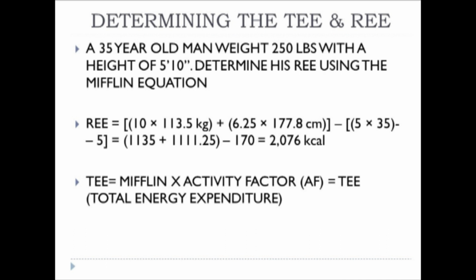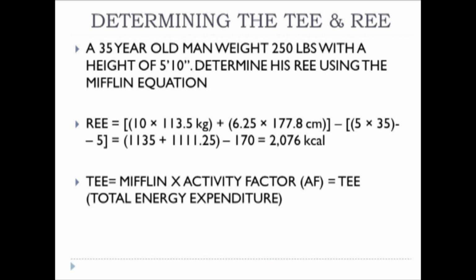The next thing is 5'10", so that's 70 inches. 70 inches times 2.54 to get the centimeters, so 70 times 2.54, and you get 177.8. That 177.8, you know by memory, gets multiplied by 6.25, and you get 1,111.25. That value will then add to the 1,135 from the previous parentheses, and you will get then the total for the first bracket, which would be 2,246.25.